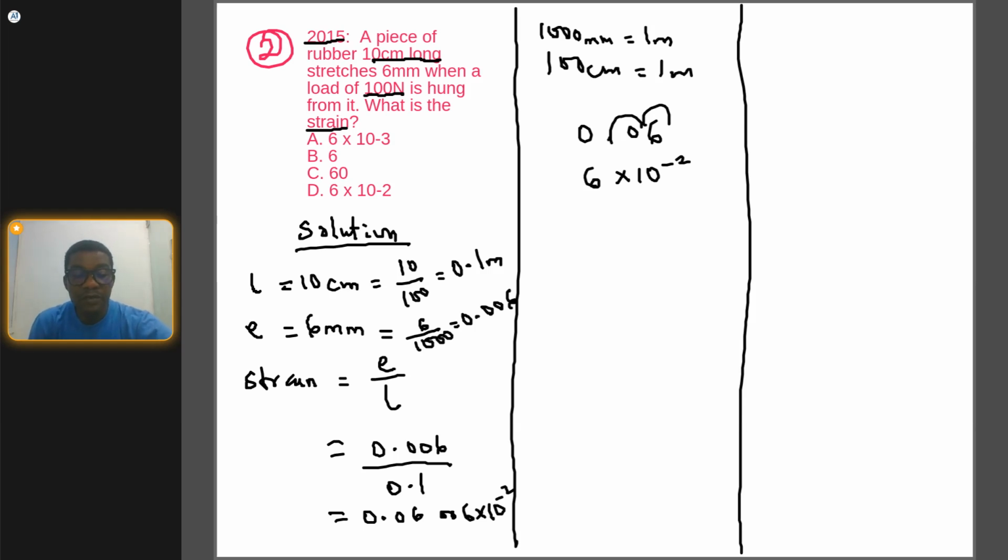Examining the options given to you, option A is 6 times 10 raised to power 3. We have 6, we have 60, and we have 6 times 10 raised to power minus 2. So option D will be the correct answer. The answer is option D, 6 times 10 raised to power minus 2.